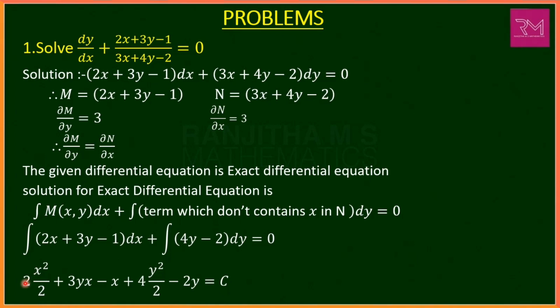In the next step, here 2 gets cancelled, 2 ones are 2, 2 twos are 4, the remaining is x square plus 3xy minus x plus 2y square minus 2y, which is equal to c. This is the solution for the given problem dy by dx plus 2x plus 3y minus 1 divided by 3x plus 4y minus 2, which is equal to 0. This completes the problem. We shall move on to another problem so that you can understand in a better way.